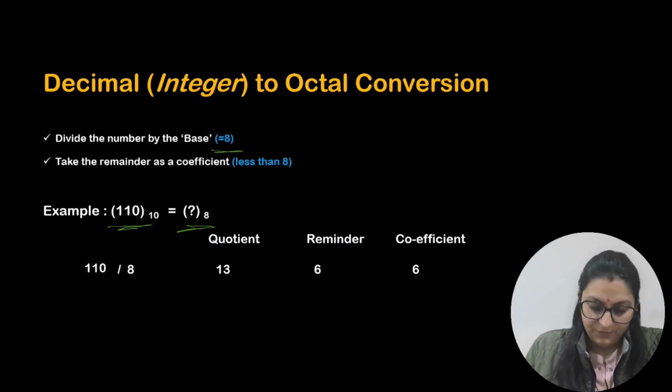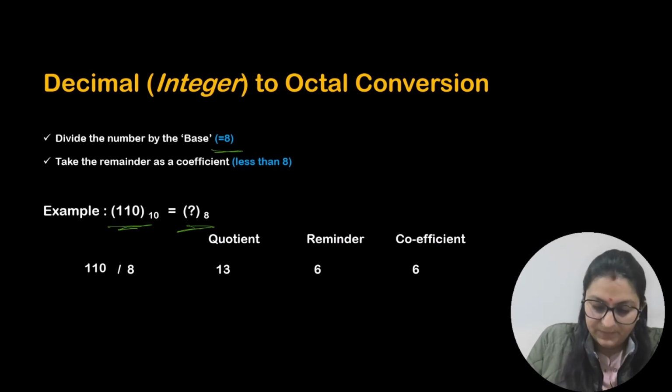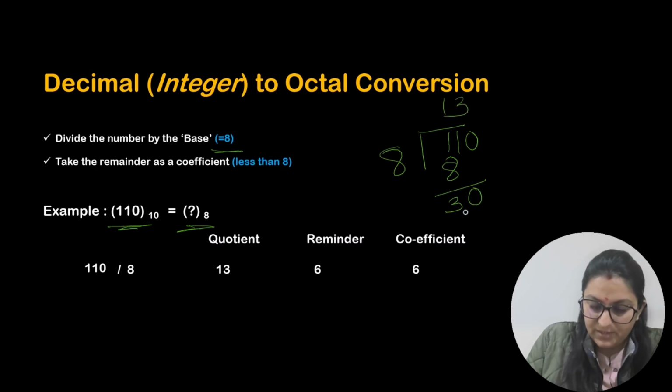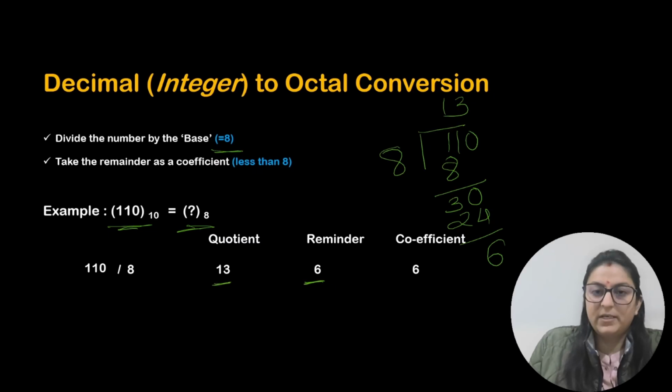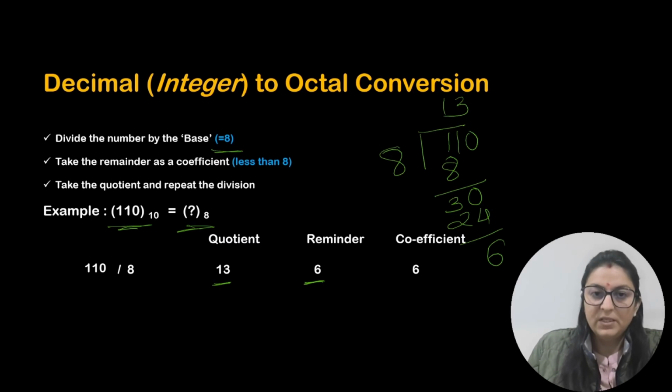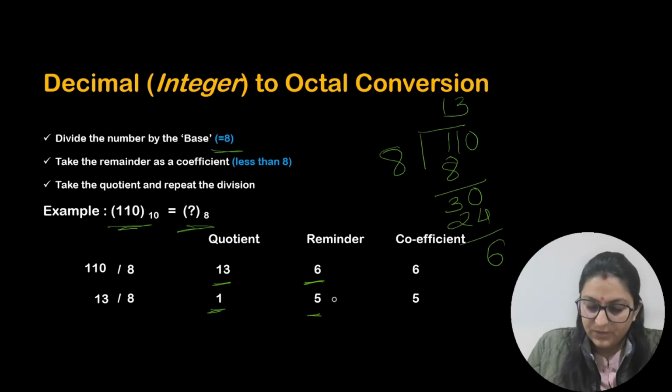Here we divide this 110 by 8. 8 1s are 8, remainder is 30. 8 3s are 24, so the remainder is 6. This way you get the quotient 13 and 6 as a remainder. What is the third step? Take the quotient and repeat this step. So 13 divided by 8: 8 ones are 8 and the remainder is 5. We will put 5 as a coefficient.